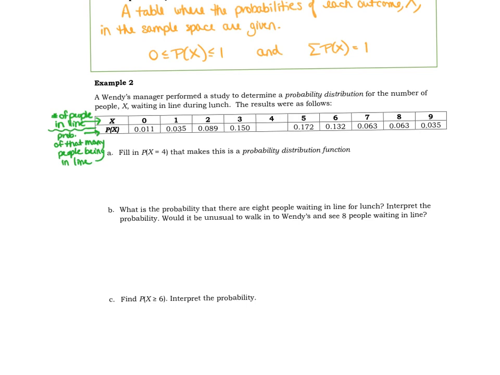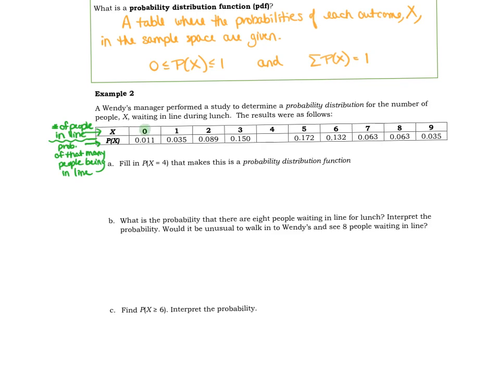So when you see X is 0, that means there was nobody waiting in line, a probability of 0.011, or about 1.1% of the time they had nobody waiting in line during lunch. When you go to the next one, there was one person waiting in line. Again, I'm going to say that as a percentage, about 3.5% of the time. So just take some time to really focus on what that means, because this table, based on personal experience and the experience of my students, can be really confusing unless you take the time to break it down and understand what those things mean.